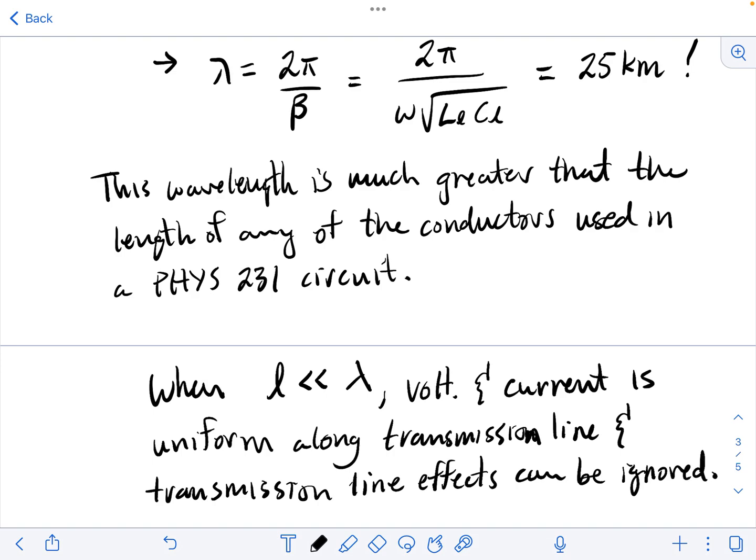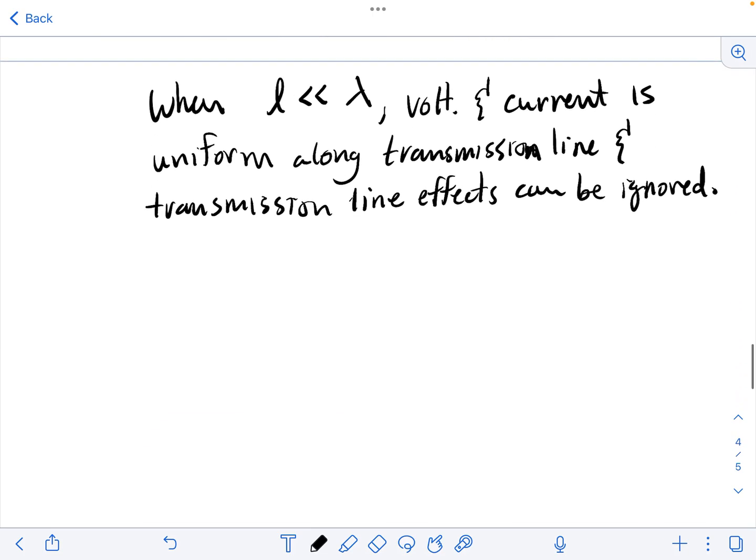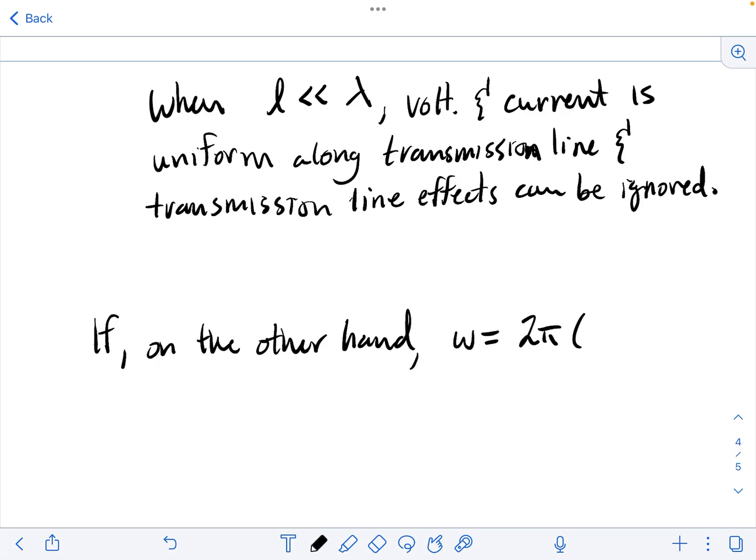Okay, so let's think of a counterexample. So if, on the other hand, we use omega is 2 pi times, let's say, 3 gigahertz. So a much higher frequency. So we were thinking of 10 kilohertz before, which is like 10 to the 4 hertz. 3 gigahertz is like 3 times 10 to the 9. So we've gone up by more than 5 orders of magnitude in frequency.